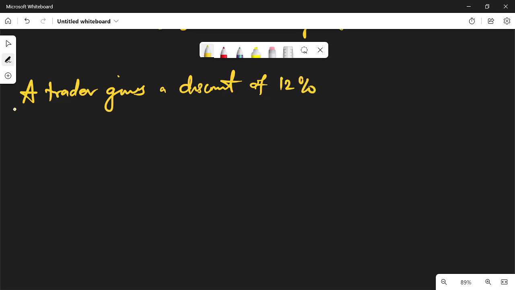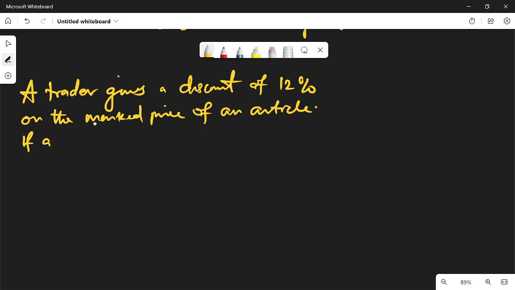Okay, we are told that a trader gives a discount of 12% on the marked price of an article.